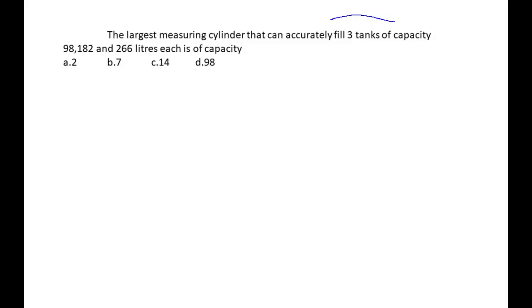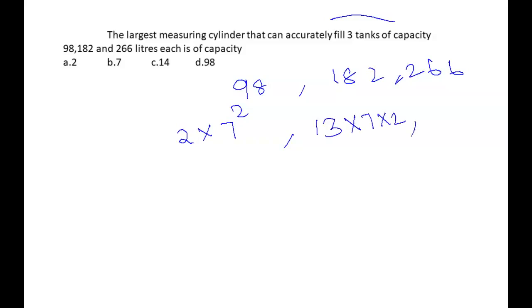So what you do, 98, 182, 266. 98 is 14 into 7, so it is 2 into 7 square. For 182, what you do is 13 into 7 into 2. And for 266, it is 2 into 133. 133 is 7 into 19, so 2 into 7 into 19. 7 into 19 is 133, and times 2 is 266. This is how you do it.